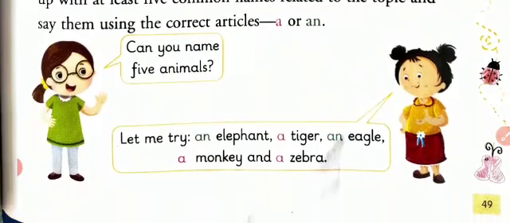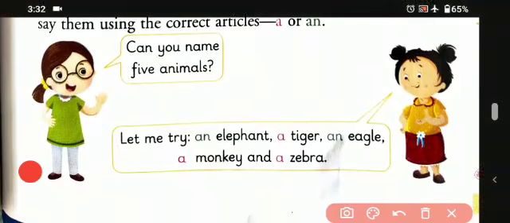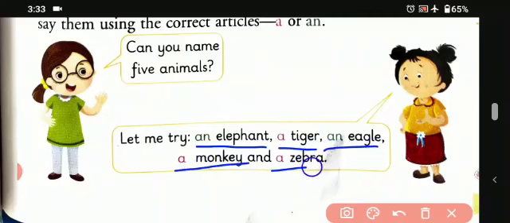Can you name 5 animals? So she says, yes, let me try. That is an elephant, a tiger, an eagle, a monkey, and a zebra. So students, this is how you have to call out the names with the vowels and the consonants.